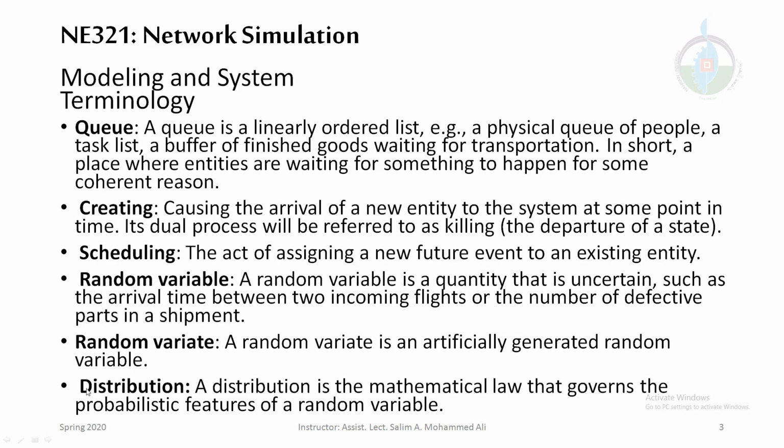We have distribution. Distribution is a probabilistic term. Distribution is the mathematical law that governs the probabilistic feature of a random variable. We have, for example, Gaussian distribution. We have linear distribution. We have normal distribution. We have many distributions in mathematics. Now, these distributions are very important in simulations.